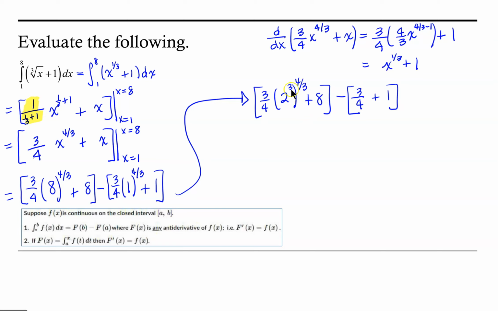Now I notice that I have 2 cubed to the 4/3 power. And when I have a base to a power embedded within another power, we multiply exponents. And so when I multiply this exponent of 3 times this exponent of 4/3, I get a new exponent that is their product. And in this case, that is 4. So we have 3/4 times 2 to the 4th power plus 8, minus, and then 3/4 plus 1, that's 7/4.